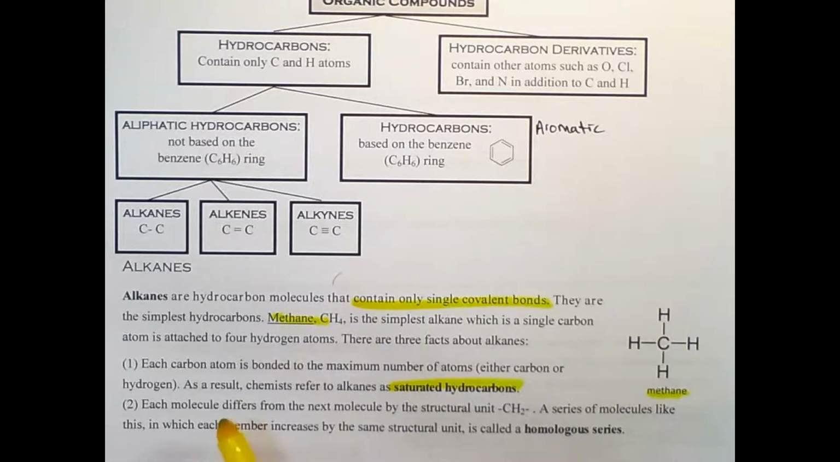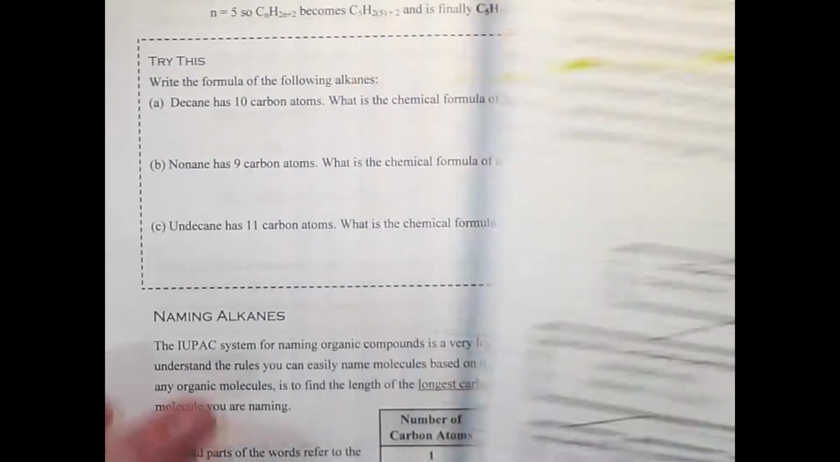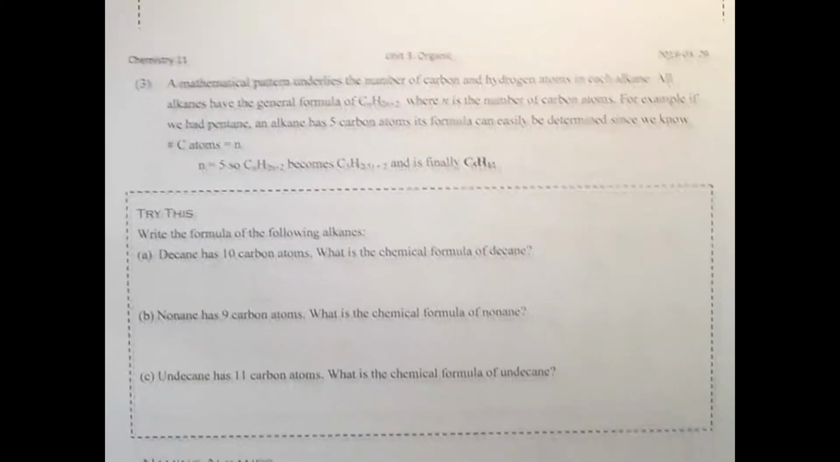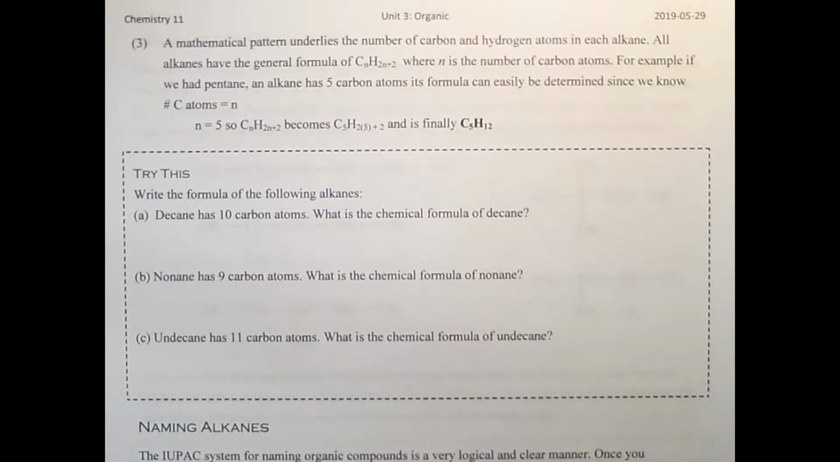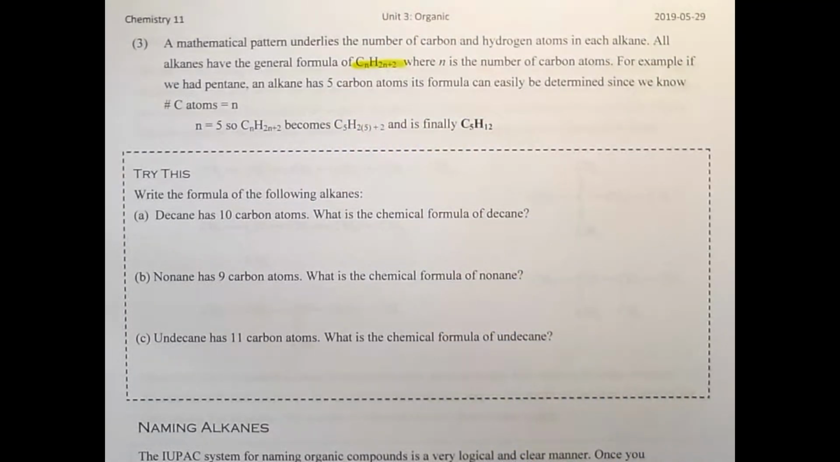So with our alkanes, the molecules are going to differ from each other just by this group being added, CH2. And it sort of acts as a spacer as it makes the chain longer. A series of molecules like this, in which each member increases by the same structural unit, is called a homologous series. So that's what we're about right now, is we're going to look at a few different aspects of what this means. The second thing with alkanes is they have a generic formula.